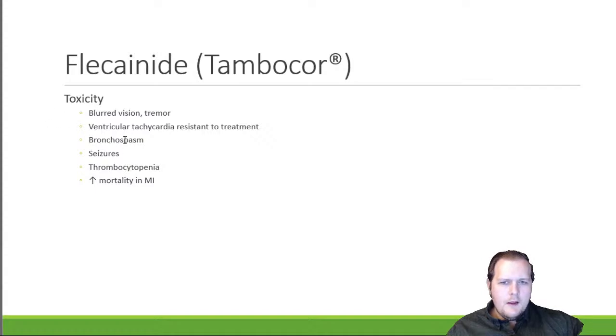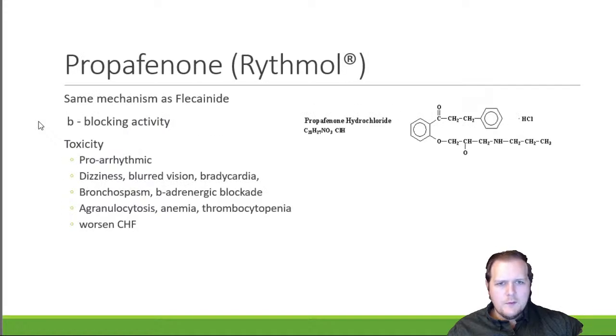Other issues include things like bronchospasm, so it's probably not good for asthmatic patients, and thrombocytopenia, so watching your CBC, all those things you want to look out for. And again, not great from a side effect profile, so you're not going to see it used too frequently for otherwise healthy patients. Propafenone or Rythmol is going to have similar activity to Flecainide, but it also gets some additional beta blocking activity, so it can actually slow down heart rate, be a negative chronotrope, right?